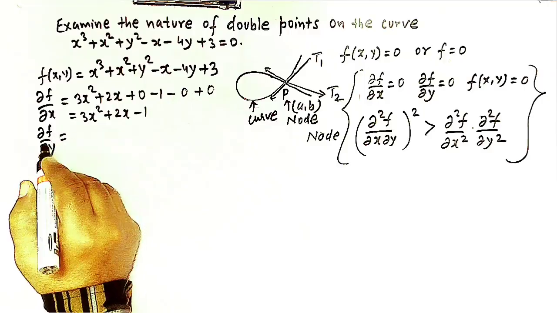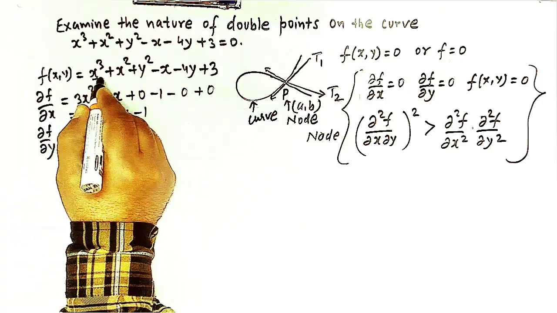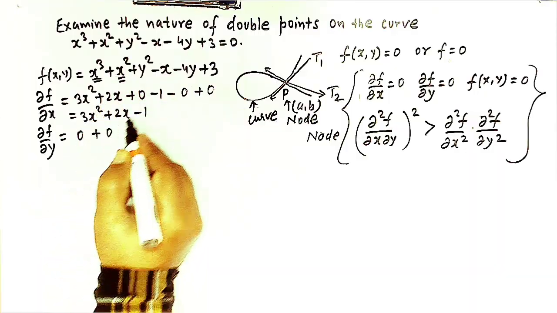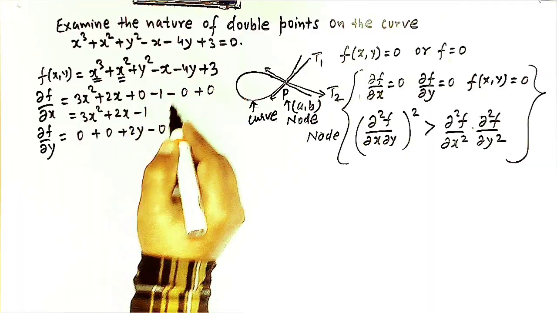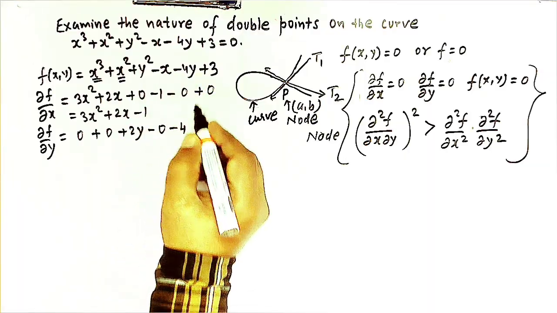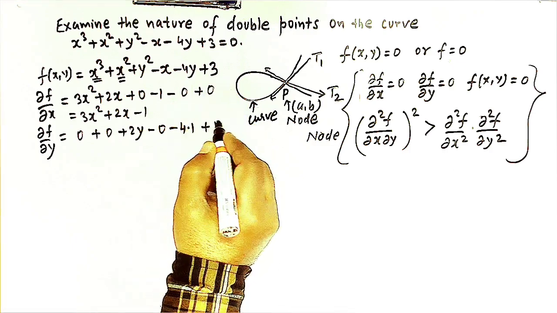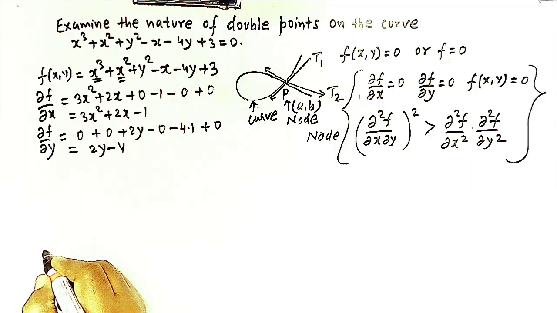And then we find del f over del y, the partial derivative of f with respect to y. So here this derivative is 0, here also we have 0, here we have 2y, and here we have 0, then we have here minus 4 times 1, and then we have 0. So here we have 2y minus 4, right?